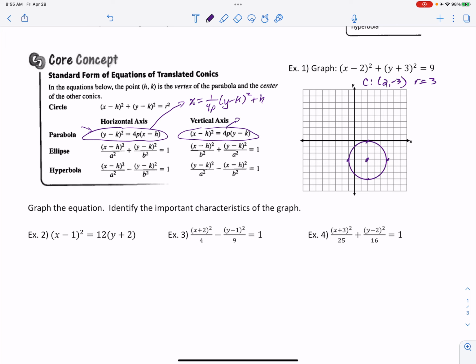And so this next equation, if you would solve it for y, you would get y is equal to 1 over 4p times x minus h squared plus k. And so those are the formulas that we're familiar with.